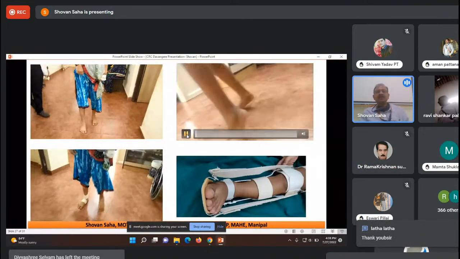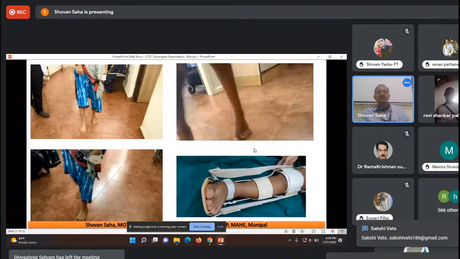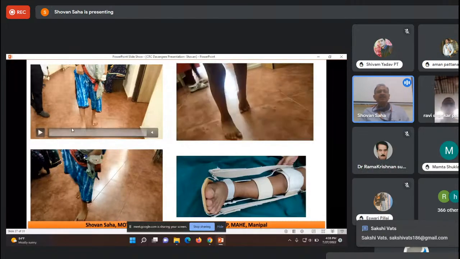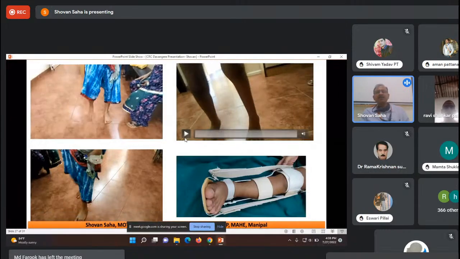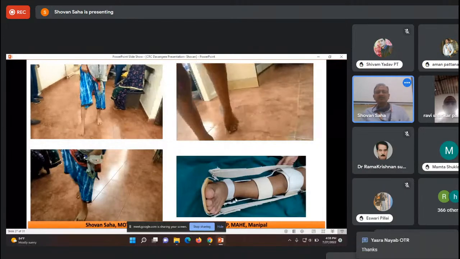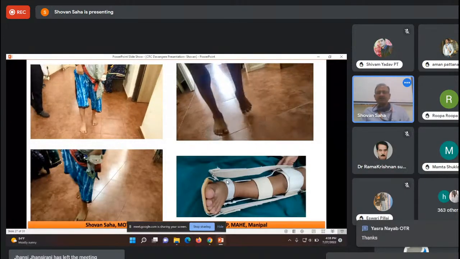And then this is another pattern. Here it is landing on the heel, with a dropped foot. And here it is toe walking, or equinus gait.